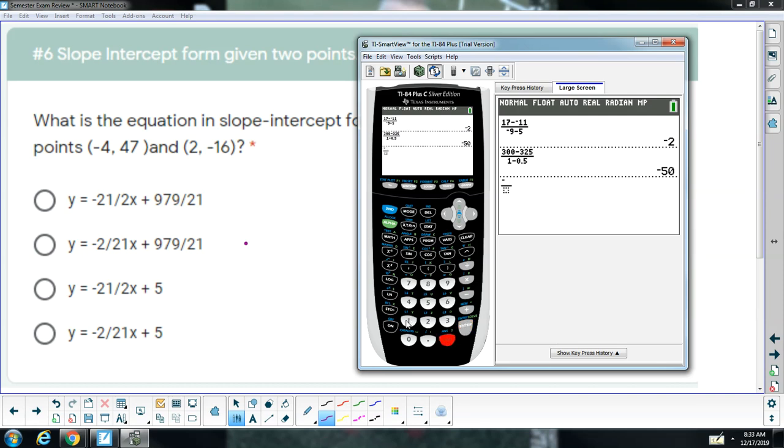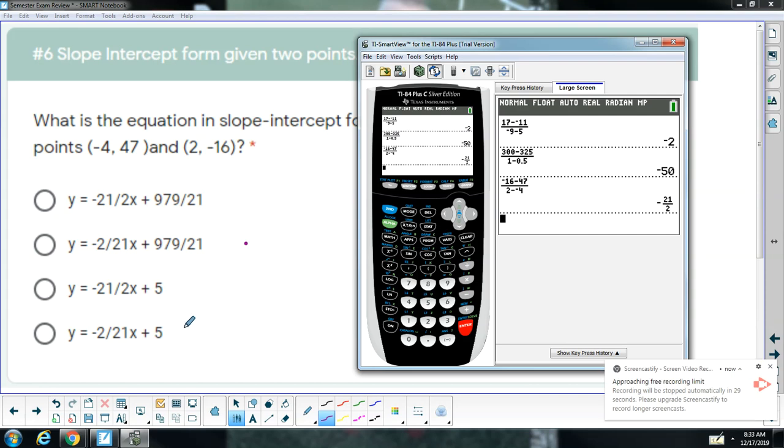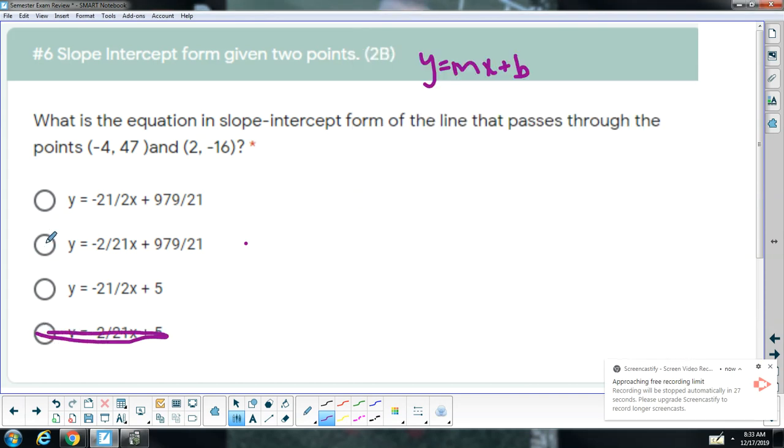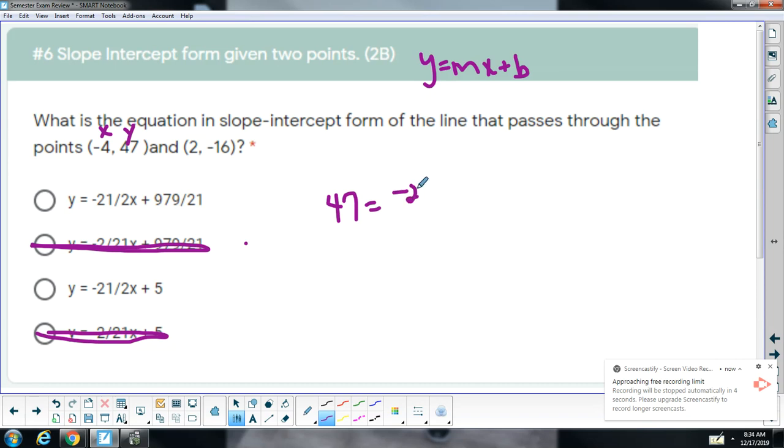Y minus y, so -16 minus 47. Then on the bottom, x minus x, 2 minus -4. That gives me -21/2. So I know I can get rid of this one, and I know I can get rid of this one. Then I have to find my b value. I'm just going to plug in -4 for x and 47 for y, and I know my slope already. So y equals, so 47 equals m, which I know is -21/2.